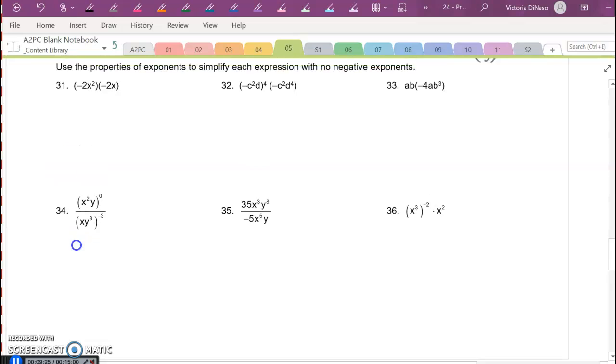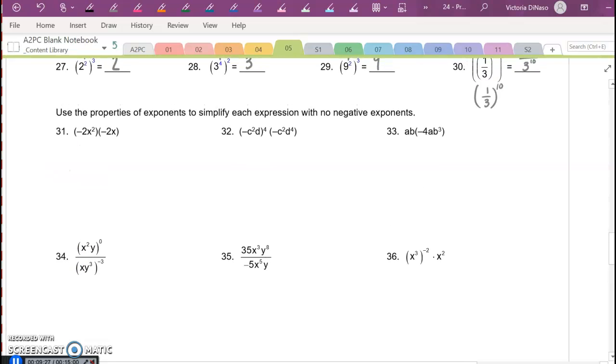So moving on to numbers 31 to 36, these are a little bit more complicated. Anytime that you have a number, you're actually multiplying those. So for number 31, you're actually multiplying -2 times -2. So we have -2 times -2, which is +4. And then we have x squared times x, which means that we are adding the exponents. So we have x to the power of 3, and that's my final answer.